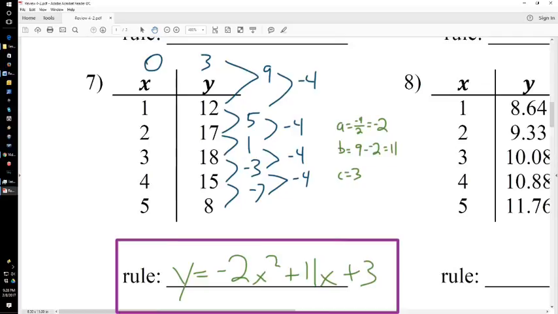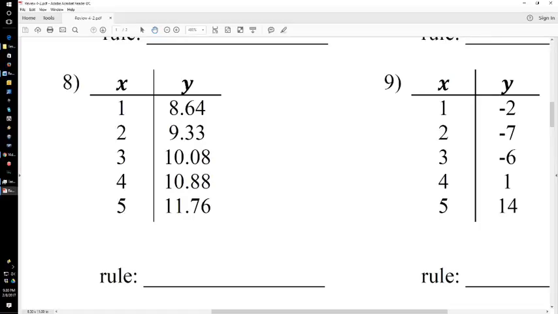Okay? Let's do number 8. Number 8 is kind of interesting. If I look at it, I can already tell you it's not linear, because it looks like it's doing something funky. We're going up by 1, up by 1, up by almost 1, up by a little less. It's not linear, but we can still work on it.